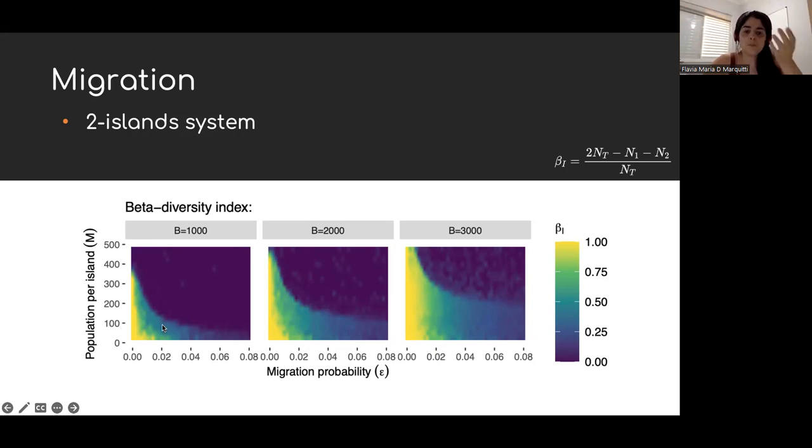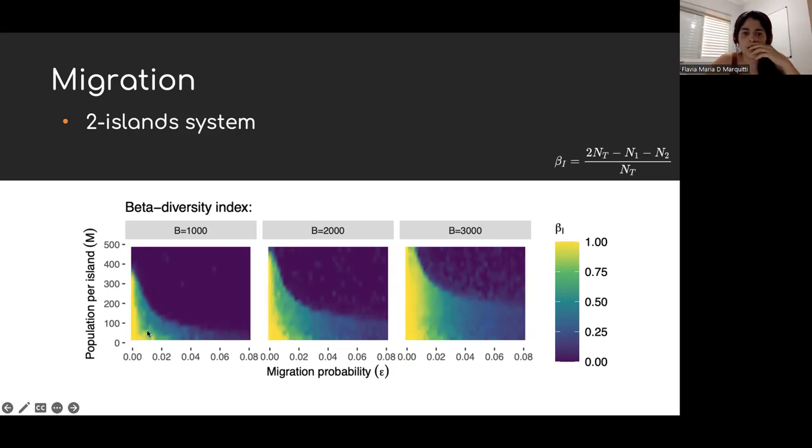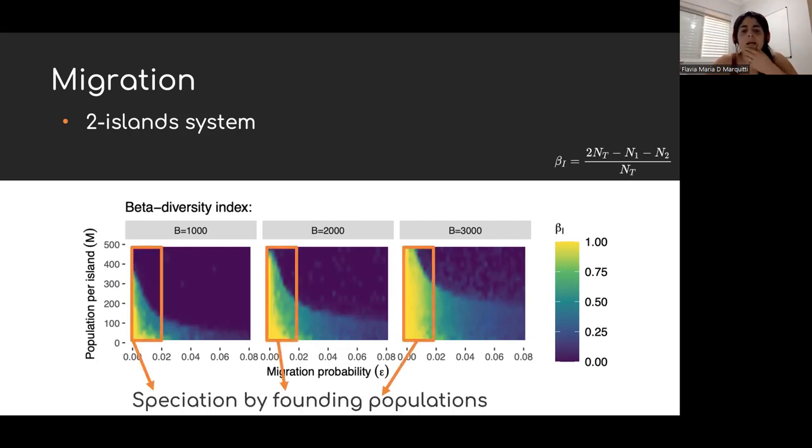And we observed that, let me show here, the yellow part here is a great value of beta, close to 1, meaning that we have many endemic species here. And the process that we found was happening here was speciation by founding population. So individuals from one island migrate to the other island, and then they establish a new population there. It's almost a founding effect.